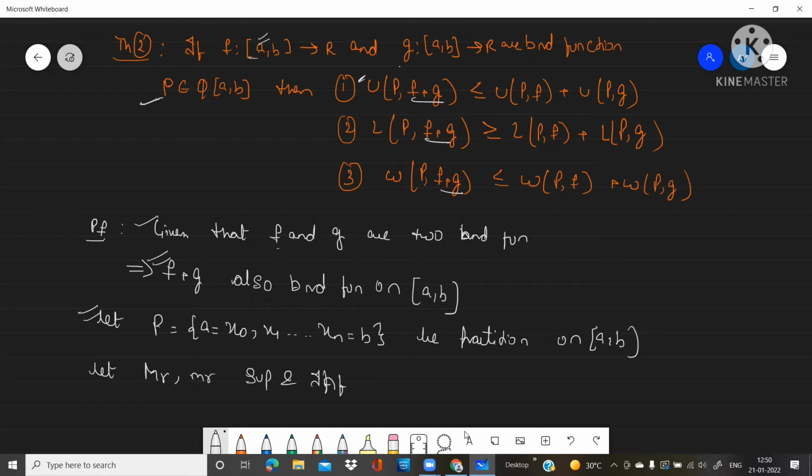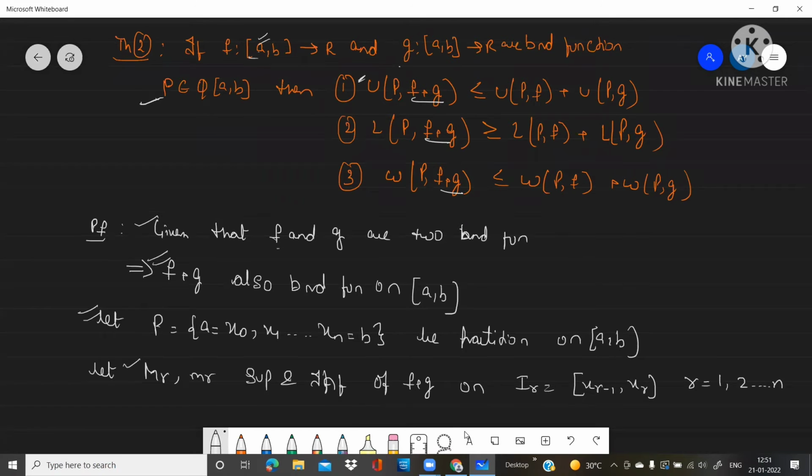Infimum of f plus g. We are now talking about the two functions, that is the addition f plus g, on the rth subinterval. What is IR? IR is equal to [x_{r-1}, x_r], where r is equal to 1 up to n. Okay, we spoke about capital MR and small mr.